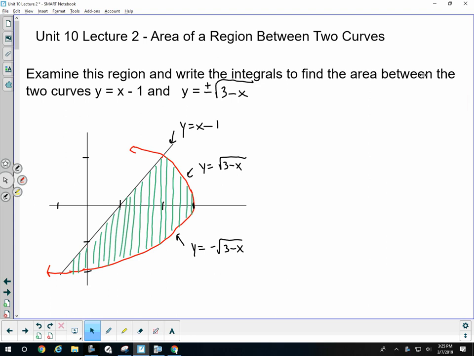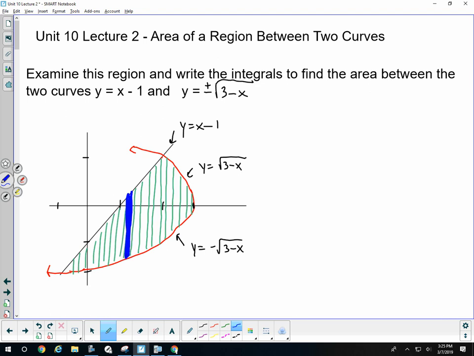Well, there's going to be some times where top minus bottom is actually not going to help us out. And there will actually be some times when there will be an easier way to find areas like this area here. Okay? Now, notice we end up with three different functions. It's plus or minus root 3 minus x, and it's y equals x minus 1. What's the problem with trying to find the area using vertical rectangles?